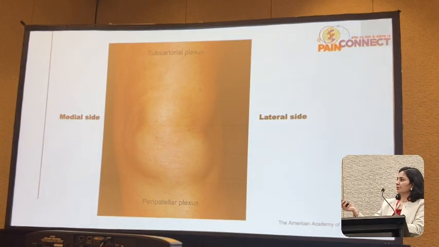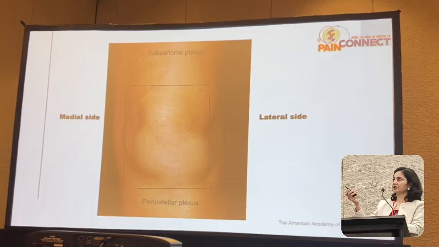We target peripatellar plexus. The needles are put in this direction subcutaneously, and for the subsartorial plexus under ultrasound guidance, we locate sartorius, and just below the sartorius, above knee, we put the pulse radio frequency needle.